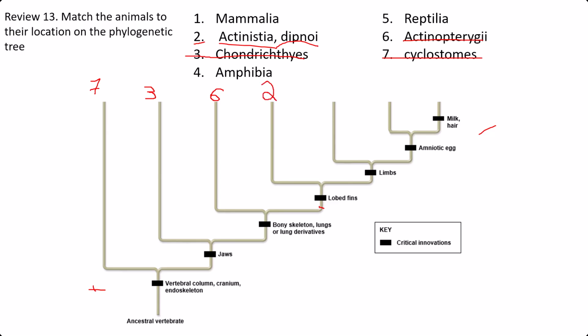And then having those limbs, but not amniotic eggs, milk, or hair, that's going to be our amphibians. And then having an amniotic egg but not milk or hair will be the reptiles. And then having all of these characteristics, that's going to be the mammals.